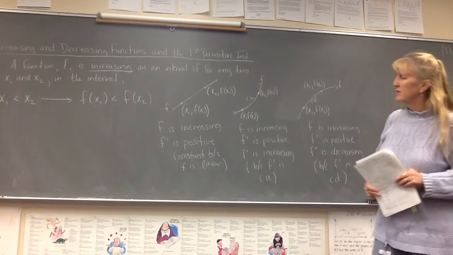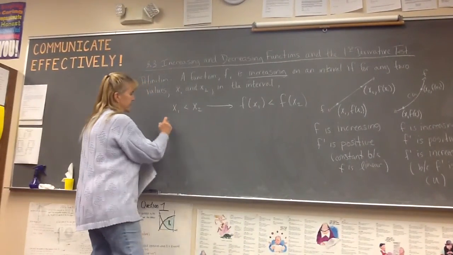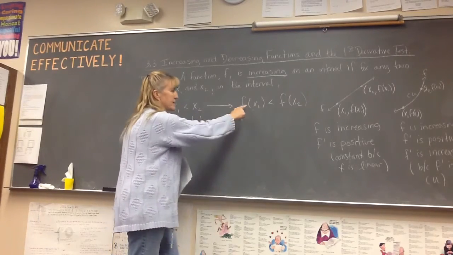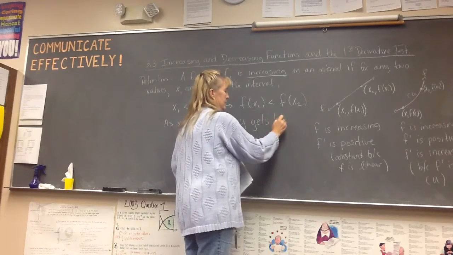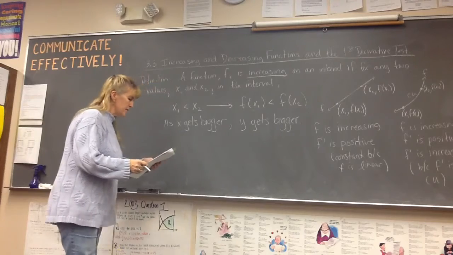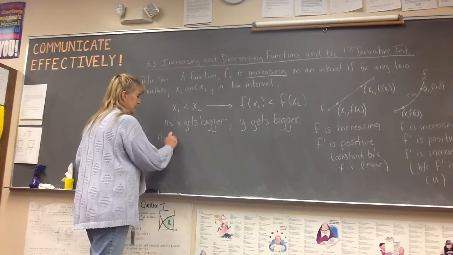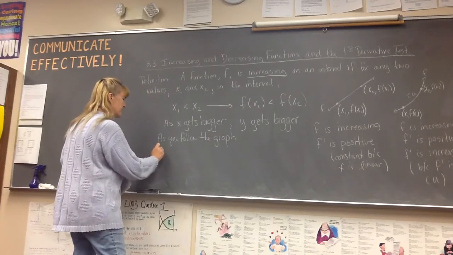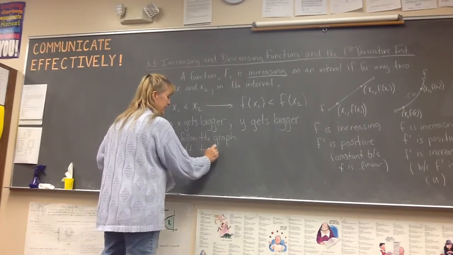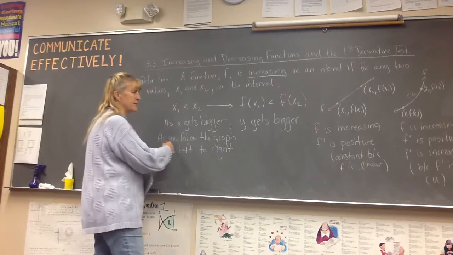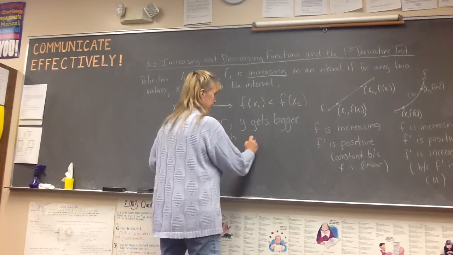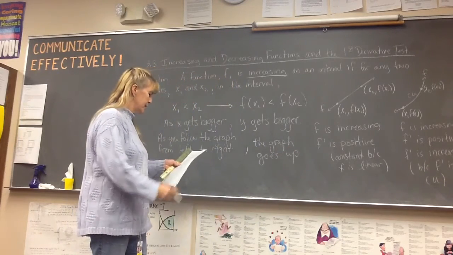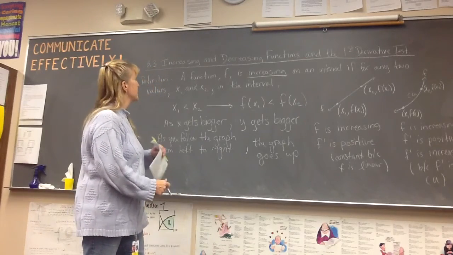Okay, there's my definition of increasing. I'm going to put my own little terms over here, and I'm going to say this basically means that as x gets bigger, these are my y's, y gets bigger. That's what I think. I'm also going to say, as you follow the curve, or the graph of the curve, from left to right, we always read our graphs from left to right. As you follow the graph from left to right, the graph goes what? Up. The graph goes up. The graph definitely increases. Okay, that's our definition of increasing.